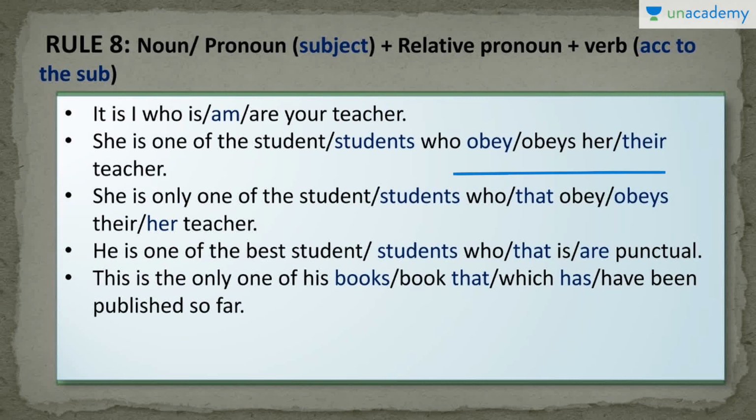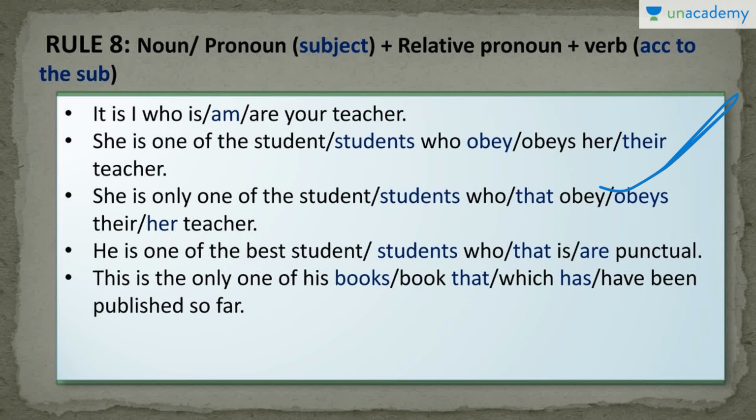And I told you in the first part of subject and verb agreement that a verb without s or es is plural. A verb with s or es is singular. Here I need a plural verb. So I would choose obey. And between her and their, which is plural? Their is plural. Therefore, the sentence would be, she is one of the students who obey their teacher.